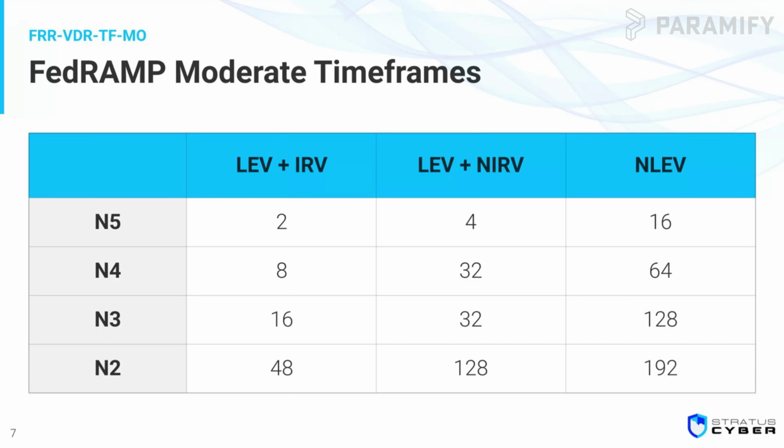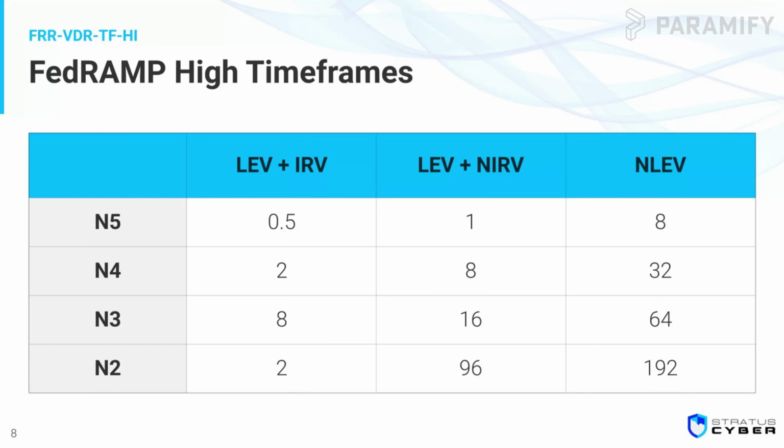As you can see, these timeframes are changed from FedRAMP low to moderate, and then lastly to FedRAMP high. And you'll notice that in FedRAMP high, for a catastrophic vulnerability, we have only half a day to patch something that is likely to be exploited, is internet reachable, and would have a catastrophic impact.